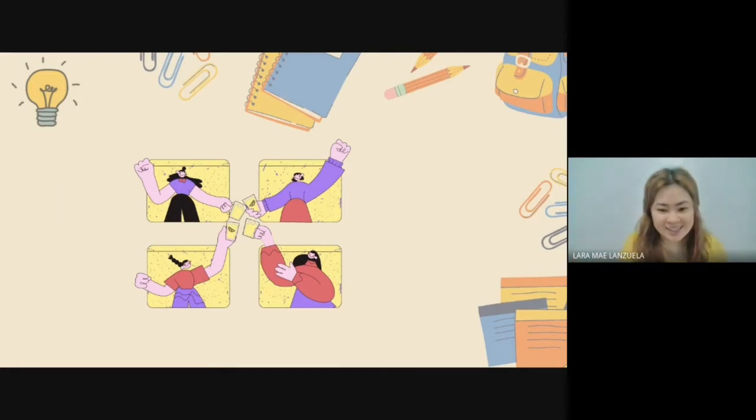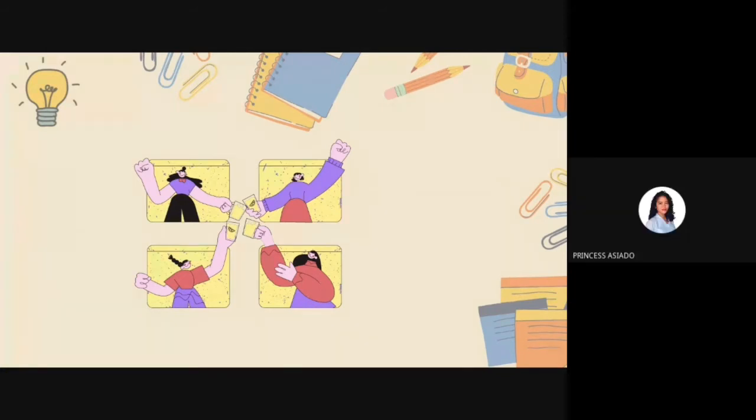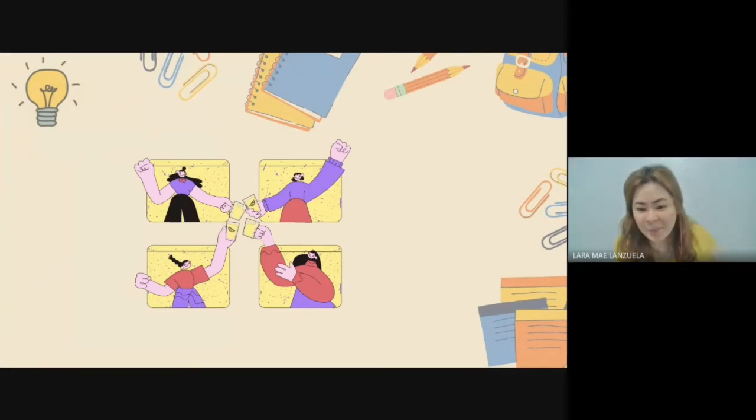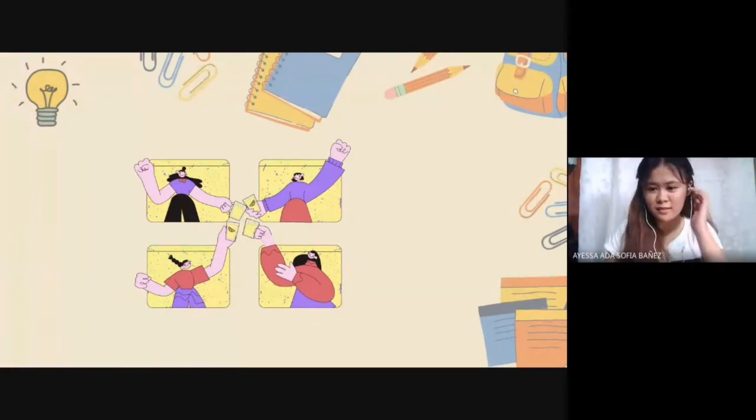Okay, Princess, go ahead. Teacher, it's easy finding objects in the playground po. It's easy. How about in the observation room? Is it hard to find things in the observation room? Yes, po, because there is no light. It's hard identifying objects. Very good.